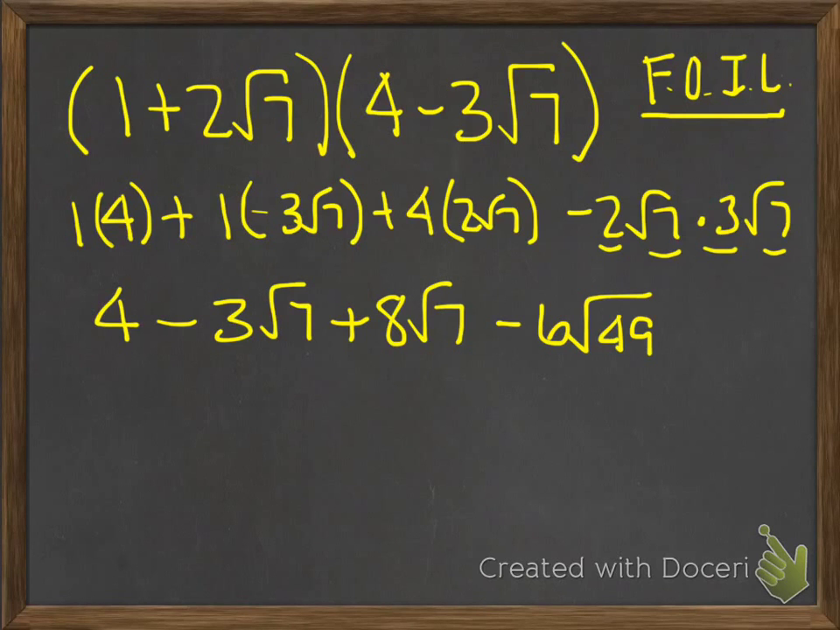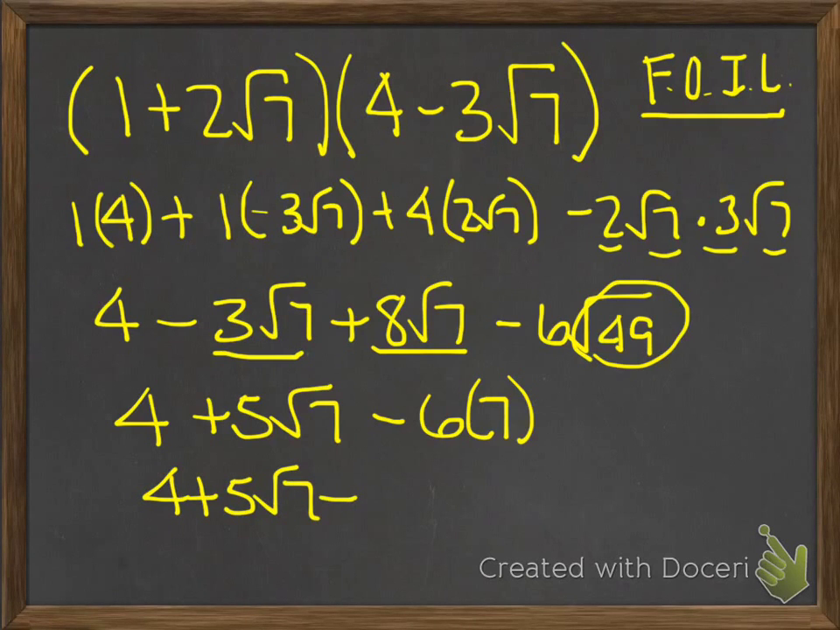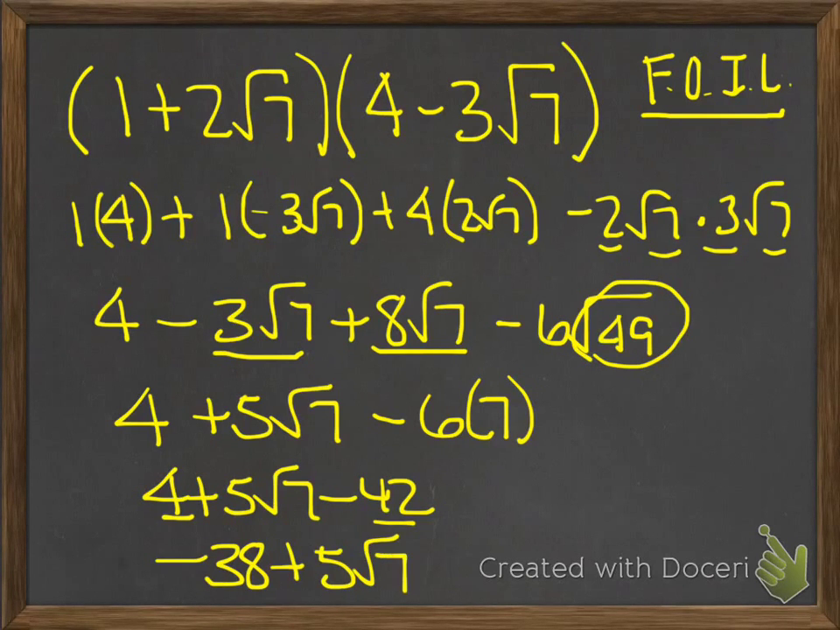Now we'll simplify. Notice from earlier we have like radicals here. So we've got the 4. Negative 3 plus 8 gives us 5 square root of 7. Now the square root of 49 can be simplified. We know that's 7, so we'll replace that with a 7. So, continuing our simplification, 6 times 7 becomes 42. And then we can combine these because they're like, and we end up with negative 38 plus 5 square root of 7.